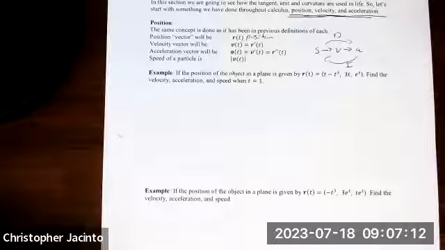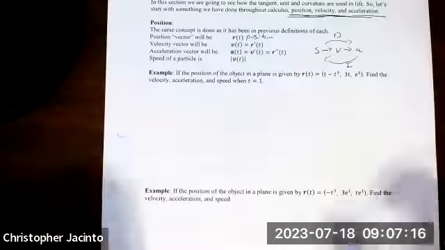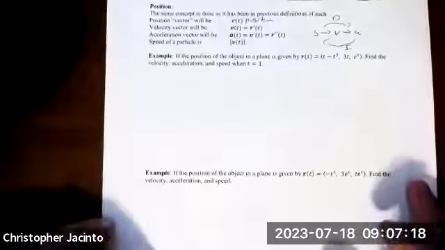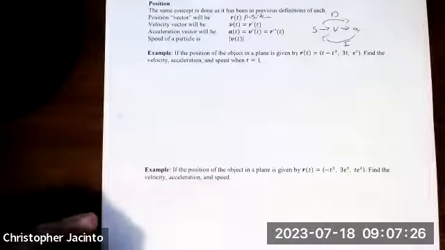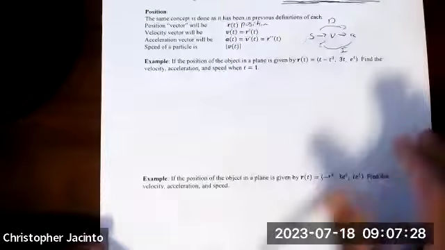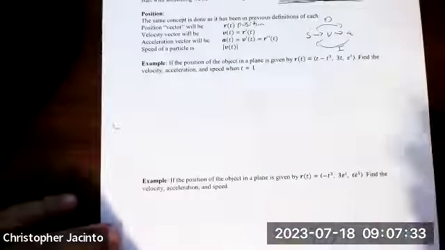Like everything else, the best way to deal with this is, how do we do this in actual word problems? That's the best part. This is actual applications of it. If the position of an object in a plane is given by this vector, find the velocity, acceleration, and speed when t is equal to 1. We're just going to go straight forward, one way, and you'll see we can go backwards, but that's a little more difficult. So let's just start from there.